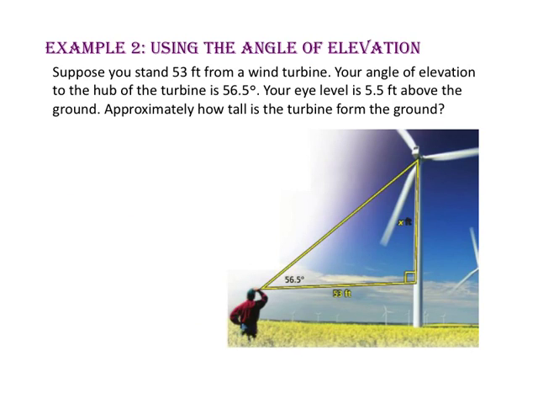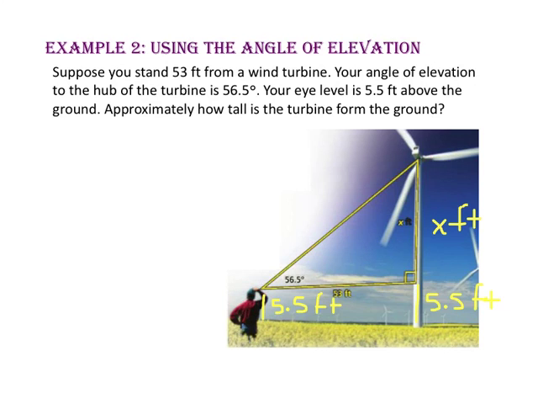In example 2, we will use the angle of elevation. Suppose you stand 53 feet from a wind turbine. Your angle of elevation to the hub of the turbine is 56.5 degrees. Your eye level is 5.5 feet above the ground. Approximately how tall is the turbine from the ground?